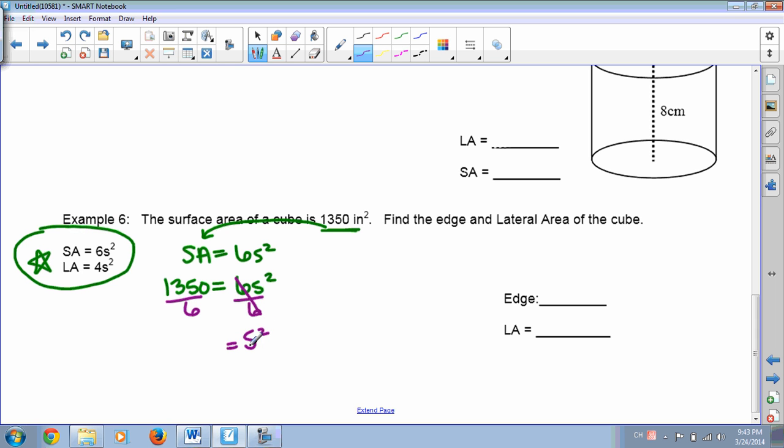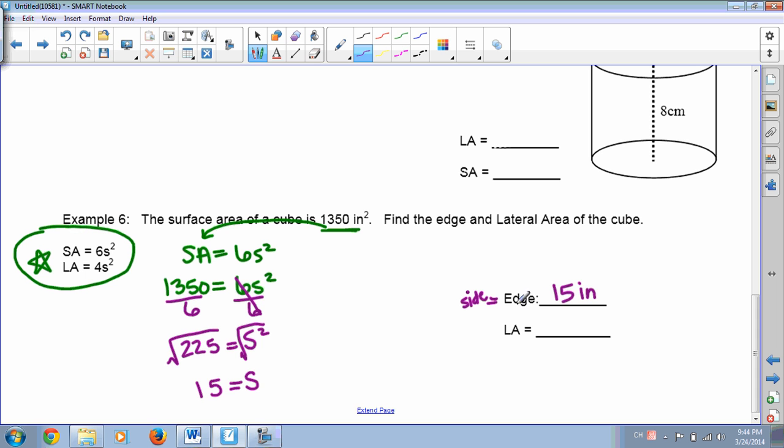1350 divided by 6 is just 225. And when you have s squared and you want to undo a square, we need to take the square root of both sides. The square root of 225, or what number times itself is 225, would be 15. So the side length of our cube, also known as an edge, would be 15 in this case, 15 inches.